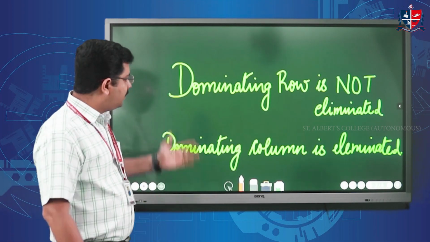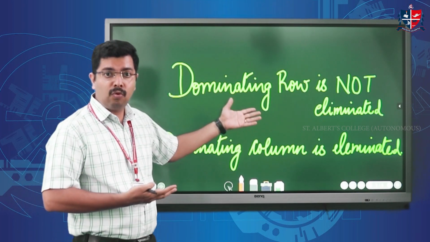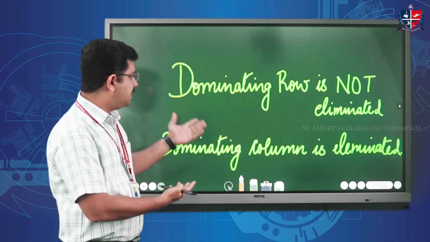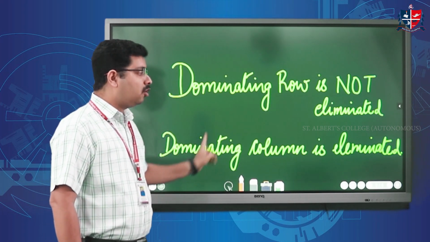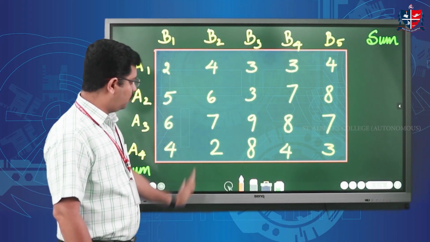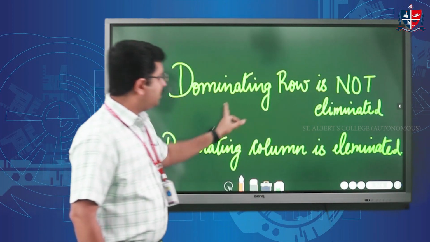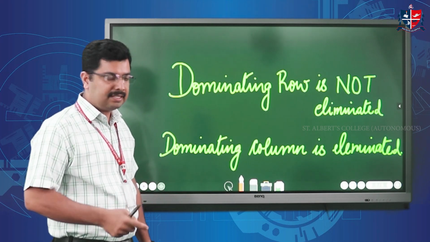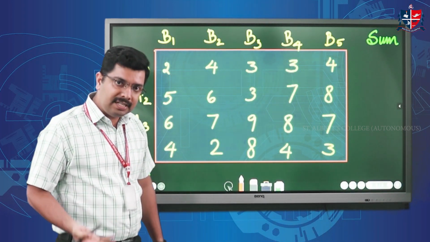In dominance rule, the dominating row is not eliminated. When I say row and column, you may not understand right now, but just note this down. As we progress, I'll tell you in detail what this is all about. So the dominating row is not eliminated and the dominating column is eliminated. Now, there are rows and there are columns. So the mantra is: the dominating row is not eliminated, but the dominating column is eliminated. Now I'll make you understand what I meant by dominating rows and dominating columns.